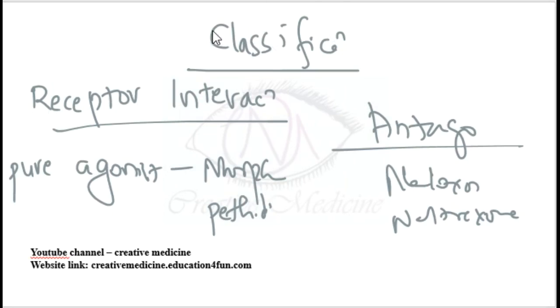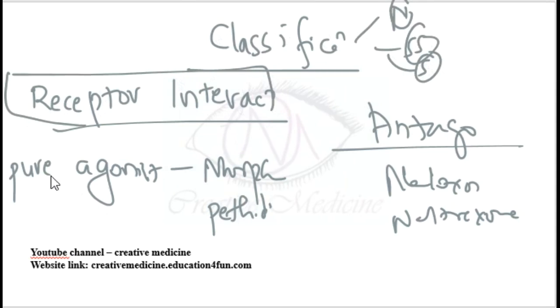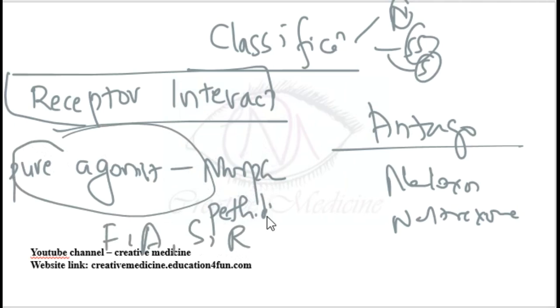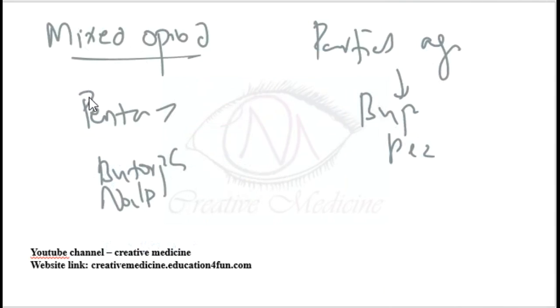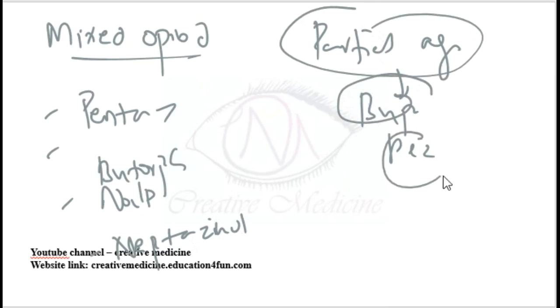Classification. The first classification is naturally occurring, semi-synthetic and synthetic, whereas the second classification is based on the receptor interaction. We have pure agonists, which are morphine, pethidine, and newer opioids like fentanyl, alfentanil, sufentanil, and remifentanil. Pure antagonists are naloxone, naltrexone, and nalmefene. Then we have agonist and antagonist or mixed opioids, which are pentazocine, butorphanol, nalbuphine, and meptazinol, whereas we have partial agonists, which are buprenorphine and dezocine.